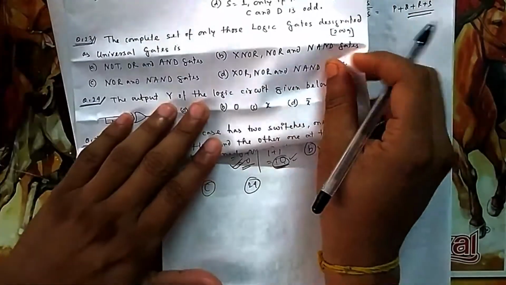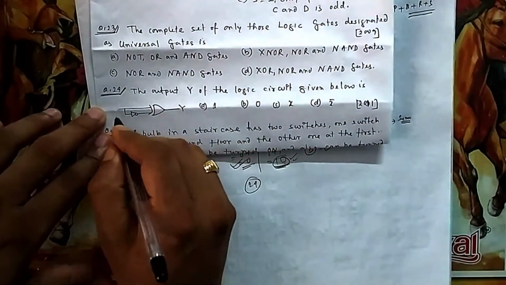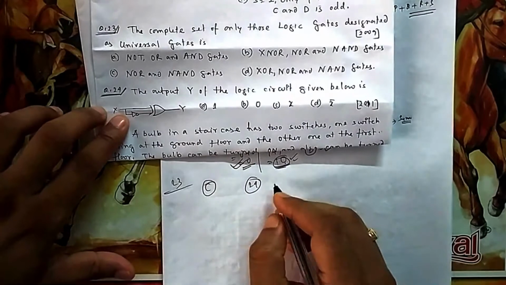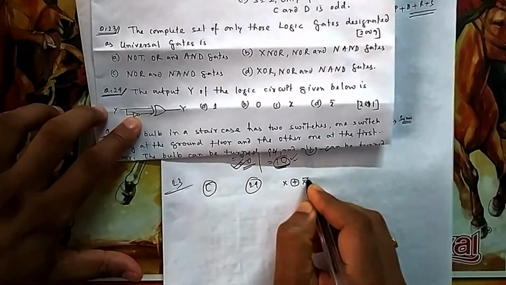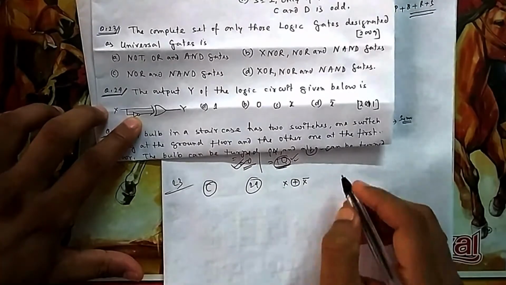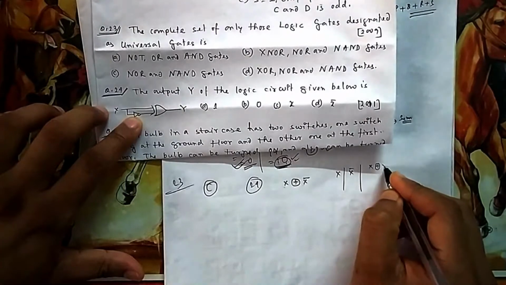24. The output Y of the logic circuit shown below. What will be the output of the Y? Suppose if you give X here, this is your X. Suppose this is X, so this is X naught. So X XOR with X naught. So you can write this truth table. And what is X XOR X naught?